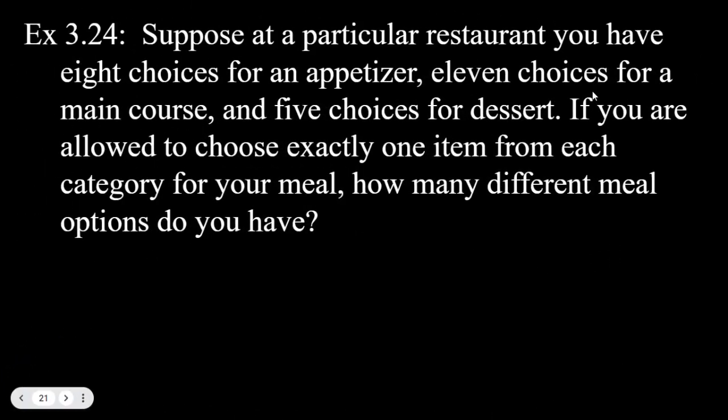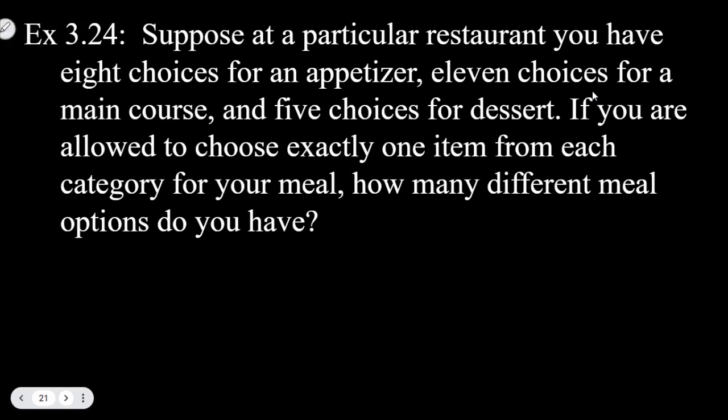Example 3.24. Suppose at a particular restaurant you have 8 choices for an appetizer, 11 choices for a main course, and 5 choices for dessert. If you are allowed to choose exactly one item from each category for your meal, how many different meal options do you have?